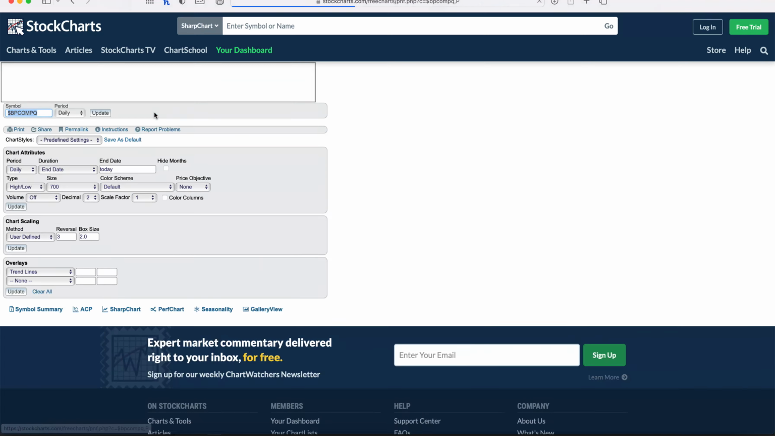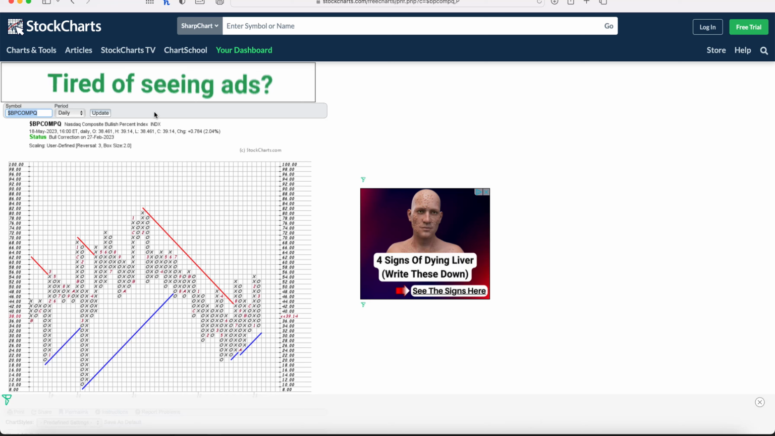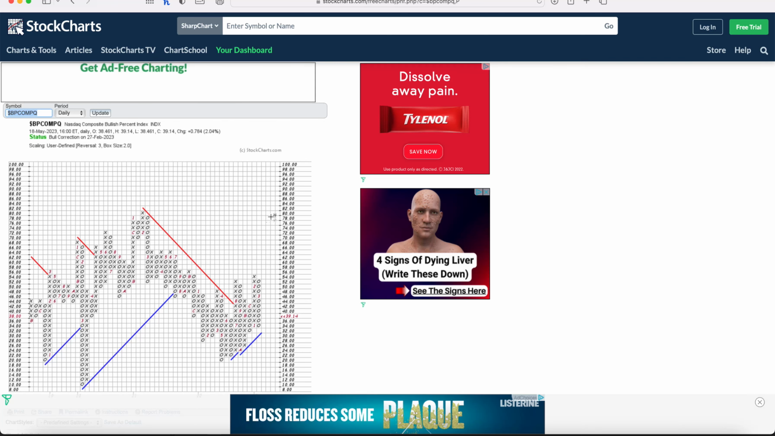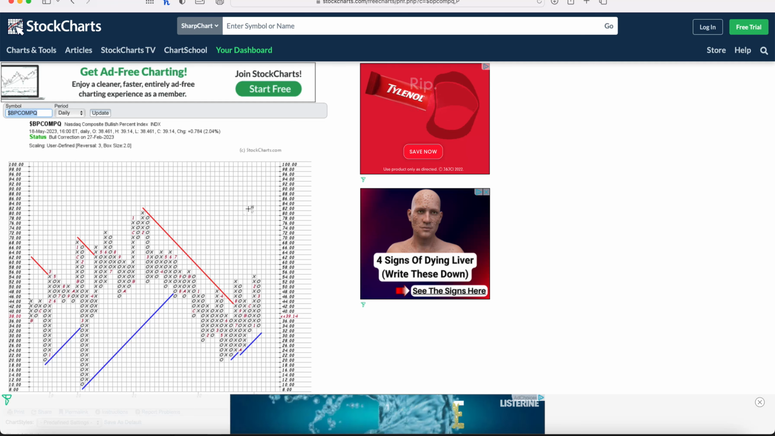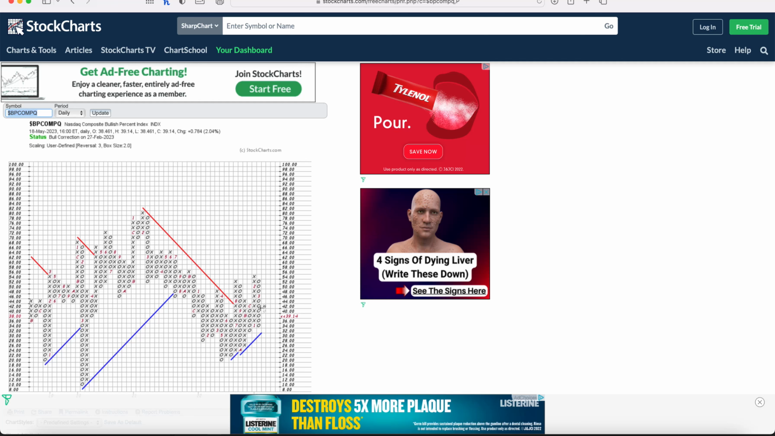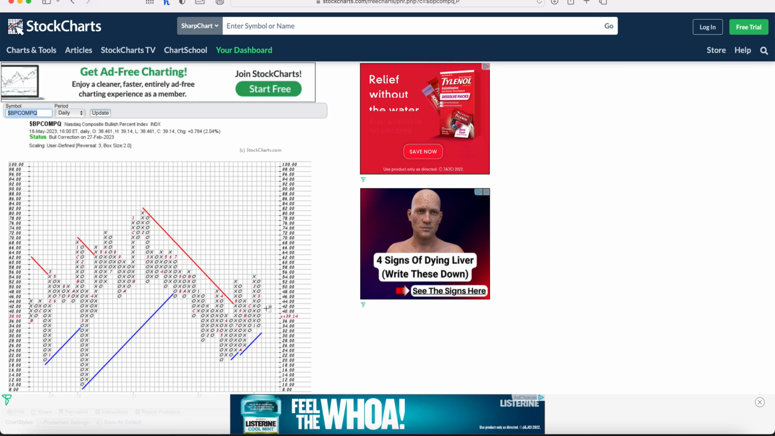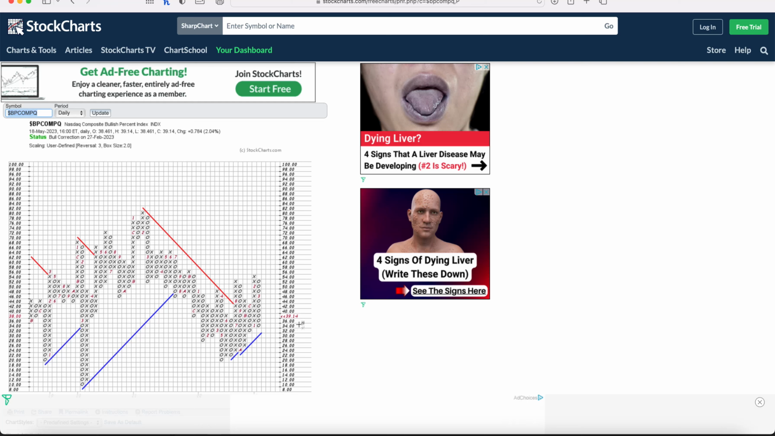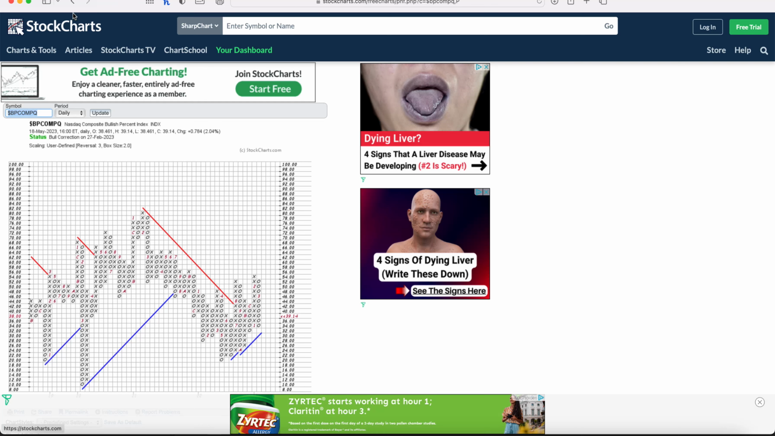The NASDAQ moved up by 2.04% today, and 39.14% of the stocks in the NASDAQ are on a point and figure buy signal. And we have to get to 42 for this thing to reverse to a new column of X's. So we're at 39.14, roughly 3 points away.